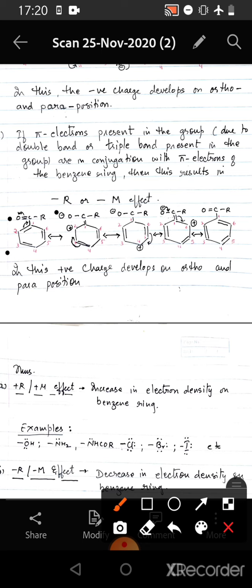Here the double bond between the carbon and oxygen of the substituent shifts onto the oxygen, making it negative, and the double bond between C1 and C2 of the benzene ring moves out of the benzene ring, forming a double bond between the carbon of the substituent and the carbon atom of the benzene, and positive charge is developed on the second carbon atom.